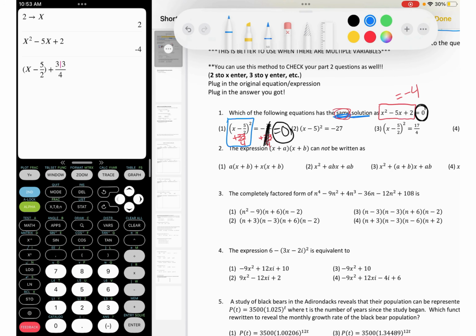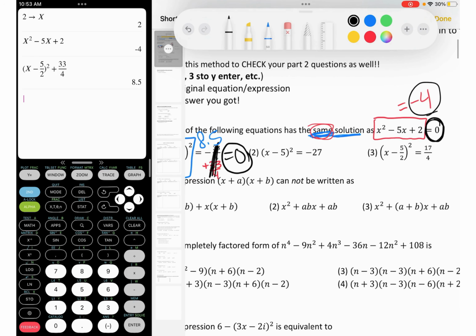Oh, I forgot the squared. It also helps if you type it in correctly, so please be very careful. I just double checked. I typed it in. We're good. I got 8.5. No, 8.5 is not equal to negative 4, which means this is not my answer, and I'm going to move on to the next one.